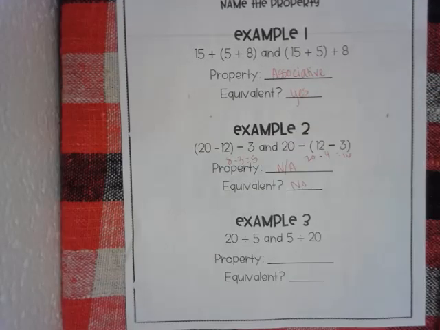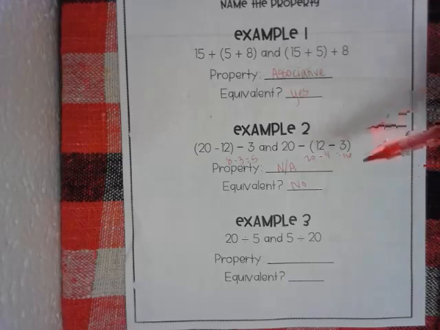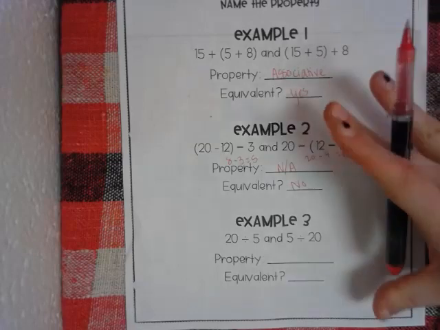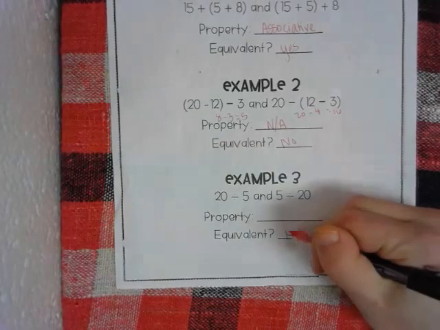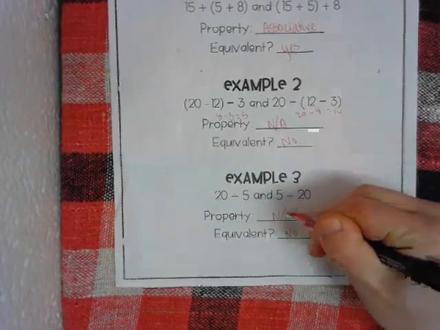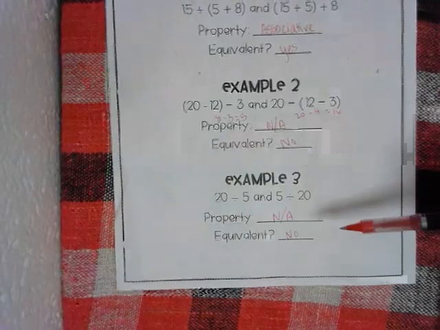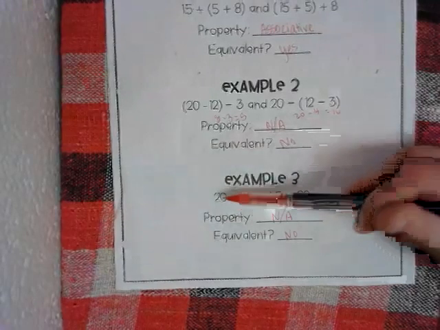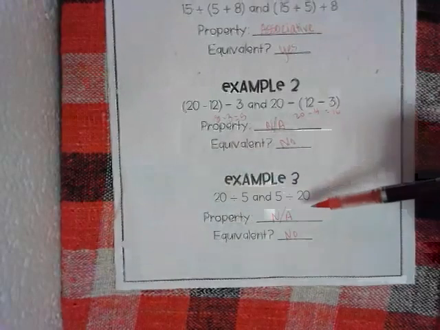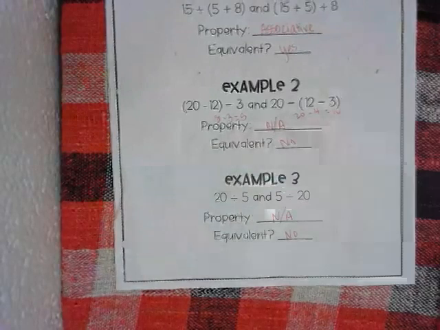And remember, all of the properties we looked at in the front deal with adding and multiplying. You don't see division and subtraction because they don't follow the same rules. Right? And then the last example, example 3, 20 divided by 5 and 5 divided by 20, they are not equivalent. If they were going to be, they would be the commutative property because they're trying to switch the factors around. But this is division, so they don't follow the same rules.